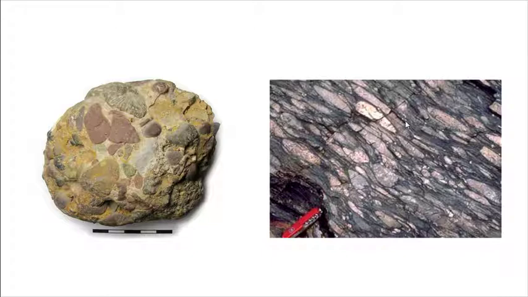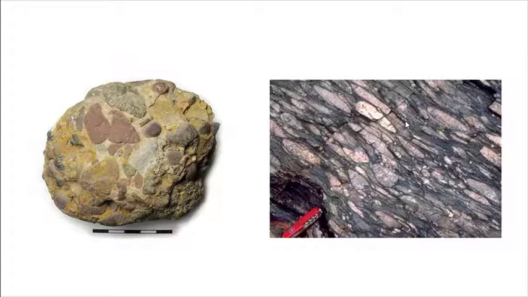Now, this can be a little bit tricky in the real world. Imagine a stream. Streams make flattened pebbles. If you ever want to skip a rock across the water, you're looking for one of those flattened pebbles. And those flattened pebbles are going to tend to align themselves perpendicular with the ground, right? So you can get a conglomerate made of flattened pebbles that seem to be lined up, and it's not terribly unusual. So you do want to be a little bit careful.